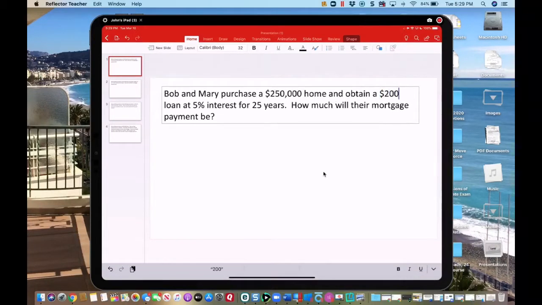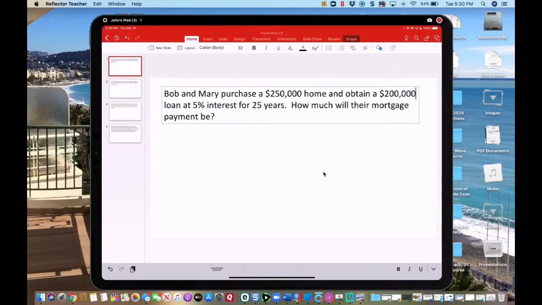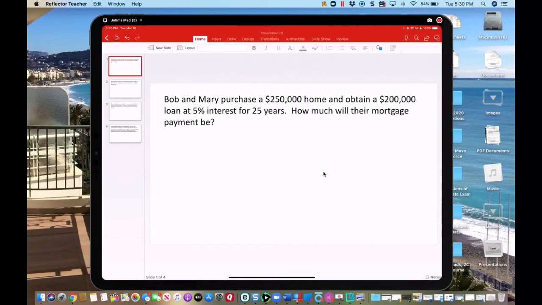We'll just call this a $200,000 loan at 5% interest for 25 years. How much will their mortgage payment be? So we've got to read these questions out and look. So this is what they purchased the home for, right?